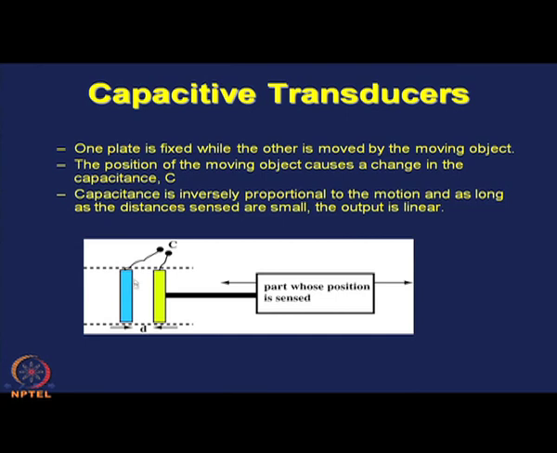Suppose one plate is fixed while the other is moved by the moving object. So, the position of the moving object causes a change in the capacitance C. Capacitance is inversely proportional to the motion as long as the distances sensed are small.